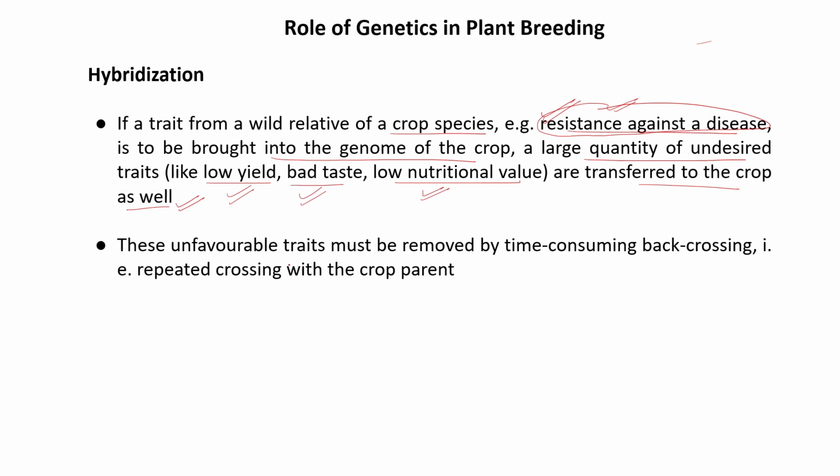So these unfavorable traits must be removed by time consuming back crossing. Okay, that is repeated crossing with the crop parent. So you can do back crossing. Back crossing means you take a hybrid of that plant and cross it with one of the parents, that is the back cross.